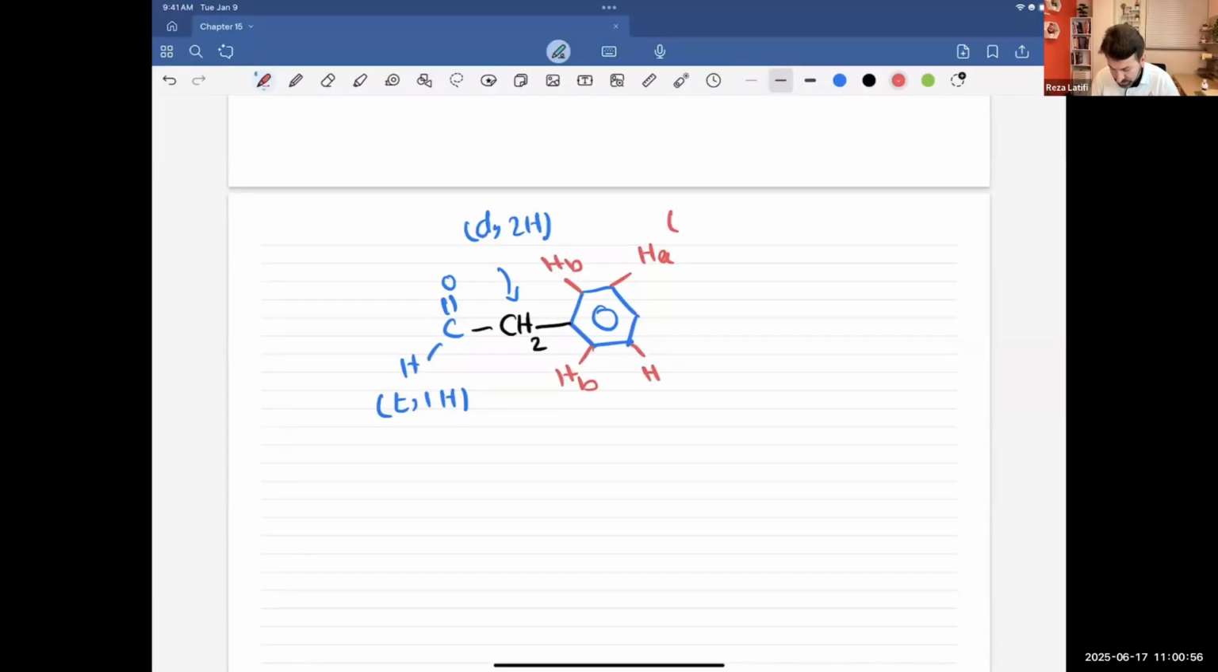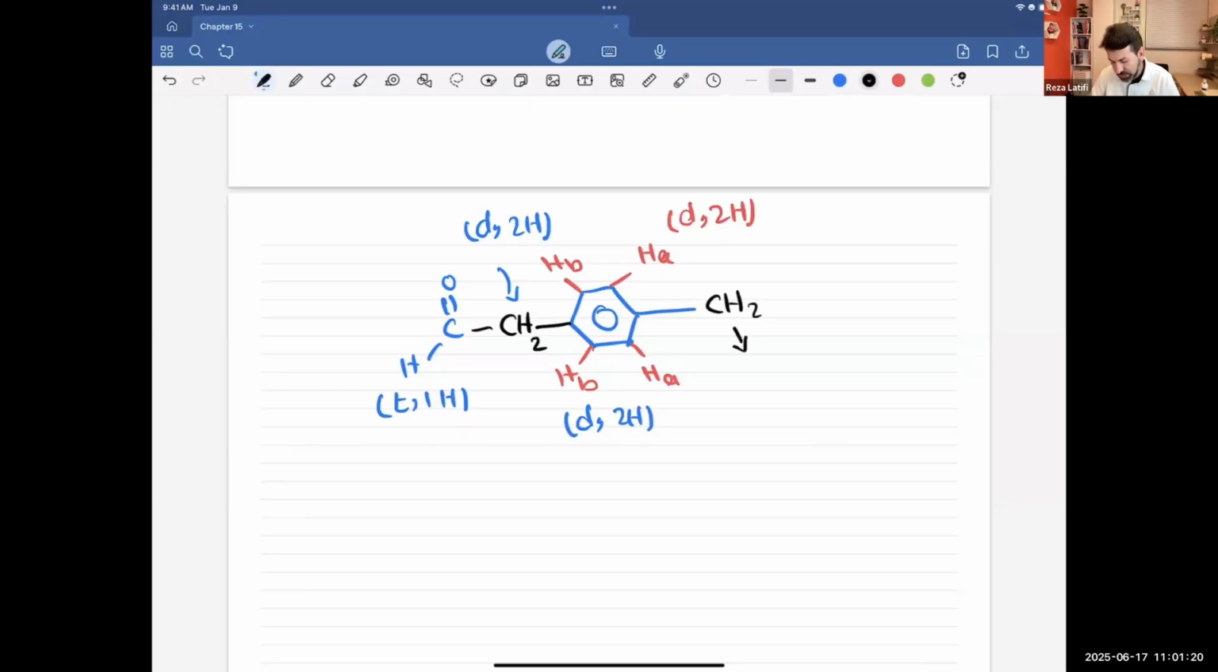Doublet, 2 hydrogen. So doublet because of HB, and integration equal to 2. And the same thing for HB, it will be doublet because of HA, and integration it will be equal to 2 hydrogen. And what do I have here? I need to have CH2.